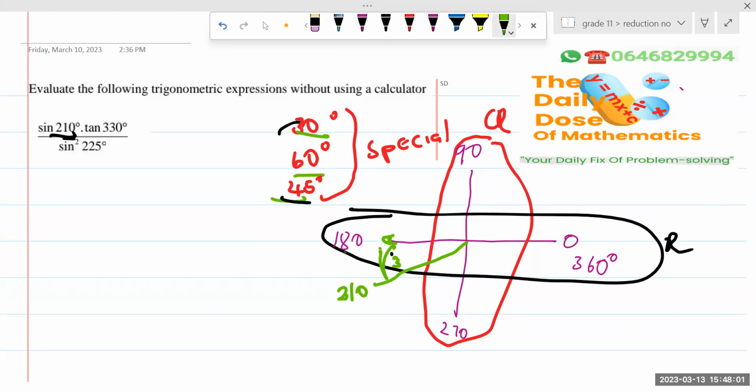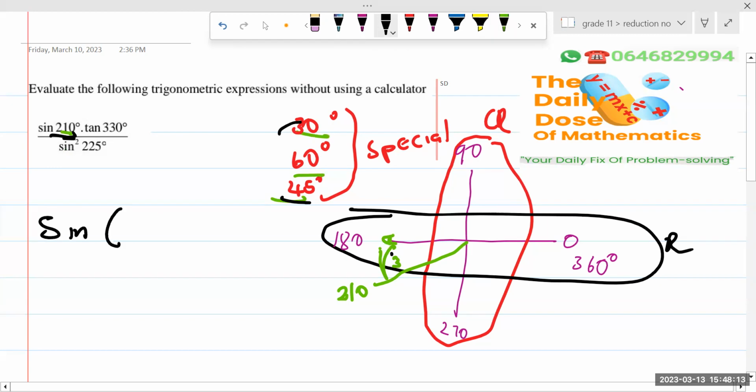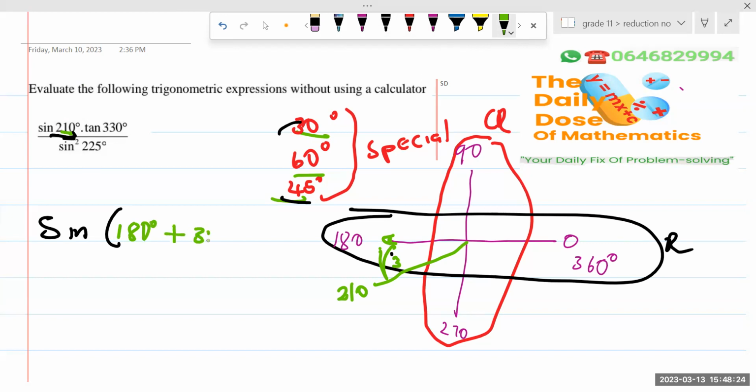So it's not necessary to say I need to add or subtract. Instead of writing this thing here as 210, I will write it as sine, open bracket, and then here I am going to write this 210 in another way. If I write 210 in another way, it's going to be 180 degrees plus 30.